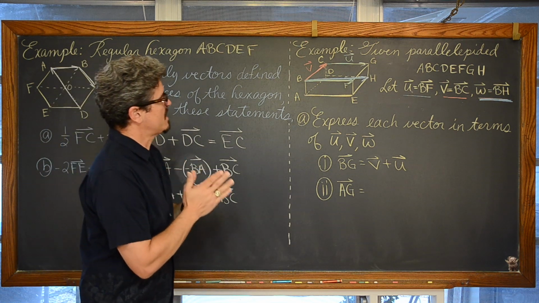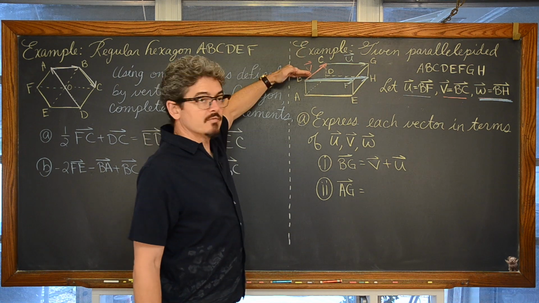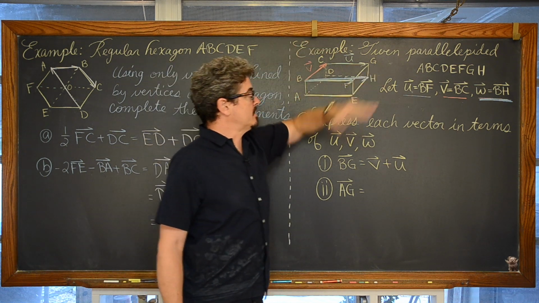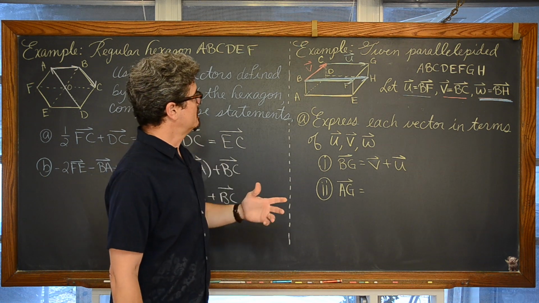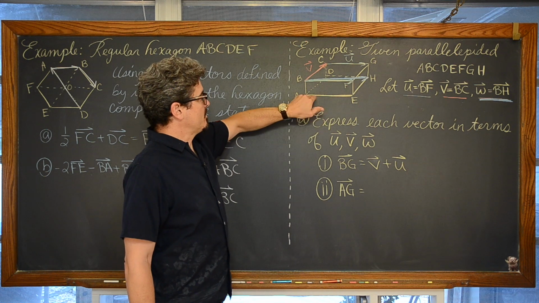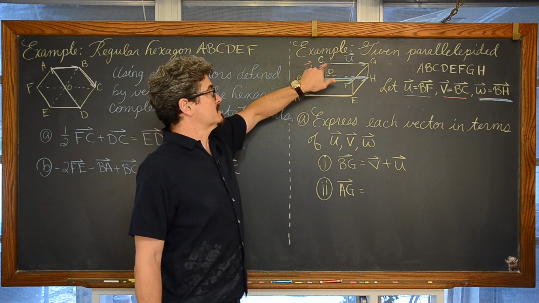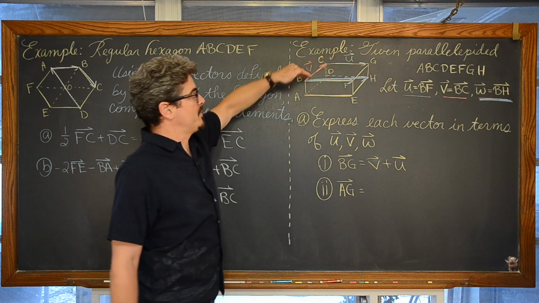And this one's a bit of a challenge because we have a vector W which goes from the top of this parallelepiped to the bottom, but we actually need to go in the opposite direction. We need to go from A to G. We need to go from the bottom of this parallelepiped to the top. So we actually don't want to go from top to bottom. We want to go in the opposite direction.